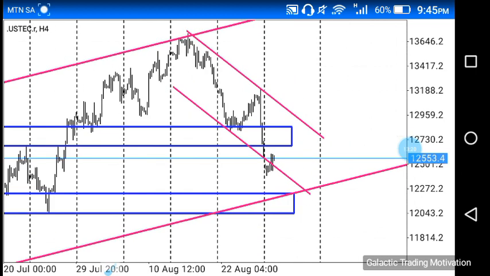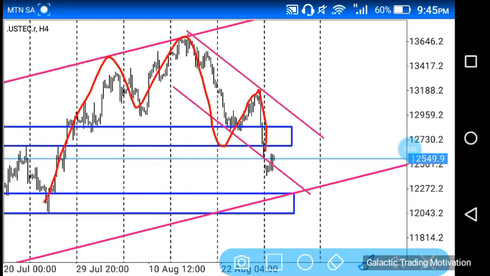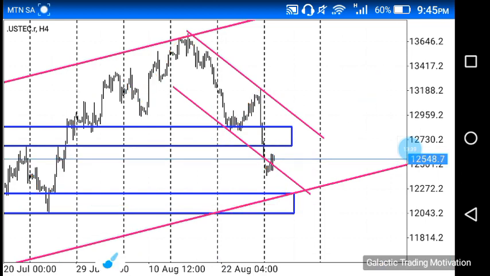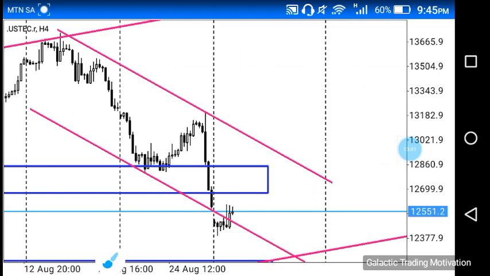However, as I said, my bias is for price to actually respect this head and shoulders pattern and then possibly push further down to around this level over here, because this is the neckline of that huge W structure that I spoke about, right? And at this level we might possibly get a reversal, right? So that is my analysis in as far as Nasdaq100 is concerned.